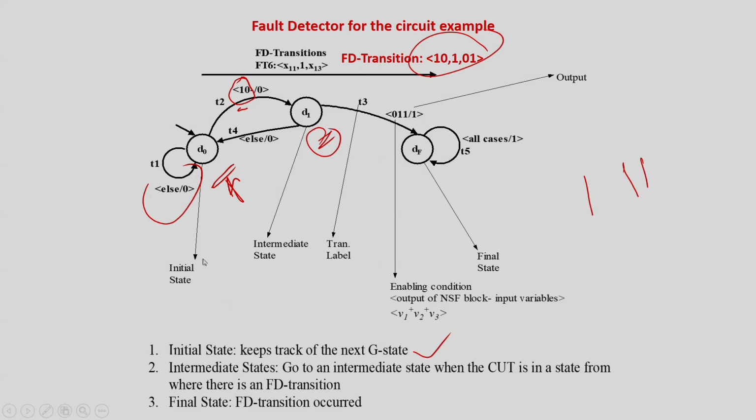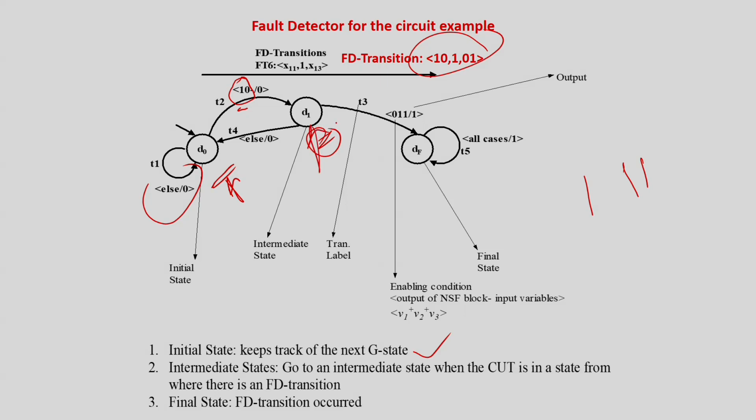Basically if you look at it, in the initial state, that is D naught, you can see it keeps track of the next state. So it is going to find out whether a state has come in the circuit from where error detection is possible. In this case it is 1 0. But go to an intermediate state when the circuit is in a state from where there is an FD transition. So it is tracking whether 1 0 is possible or not in the next case. That means now the circuit has come to a state from where error detection is possible.